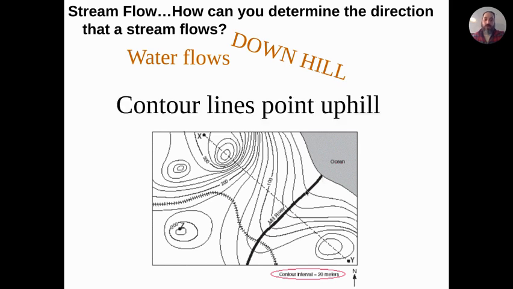The next clue we have is the contour lines right here. See how they bend as they go across the river? Those are going to be pointing upstream, or uphill, towards where the river is coming from. So those are two ways that we can take a look at our map and immediately know what direction our river is going to be flowing. So this river, like I said earlier, is going to be flowing to the northeast.